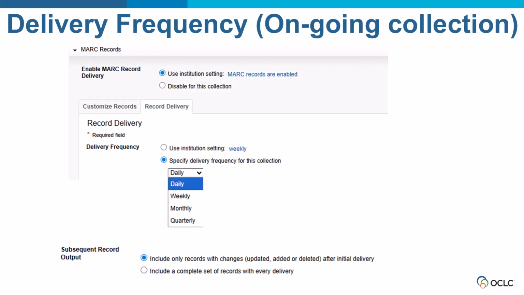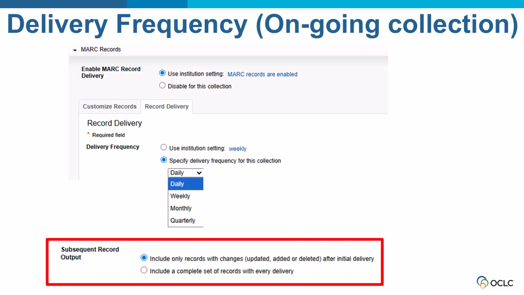For ongoing query collections, the Record Delivery tab contains an option to set delivery frequency and choose subsequent record output. The default is Include only records with changes, updated, added, or deleted after initial delivery. To receive all records, including unchanged titles, with every delivery, select Include a complete set of records with every delivery.